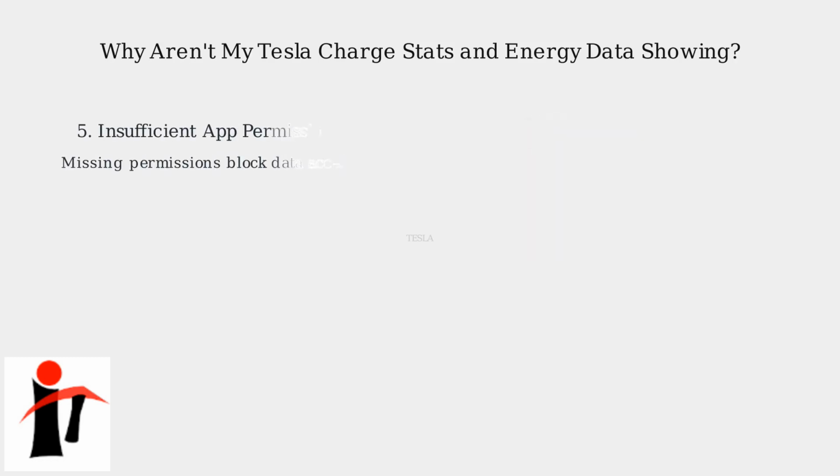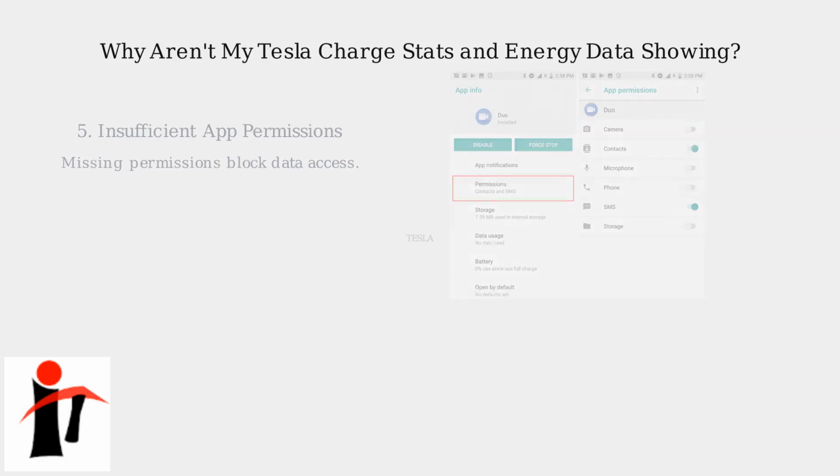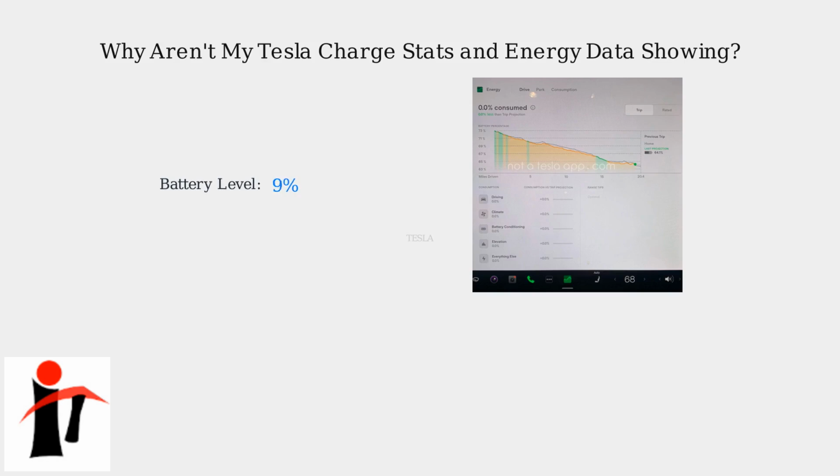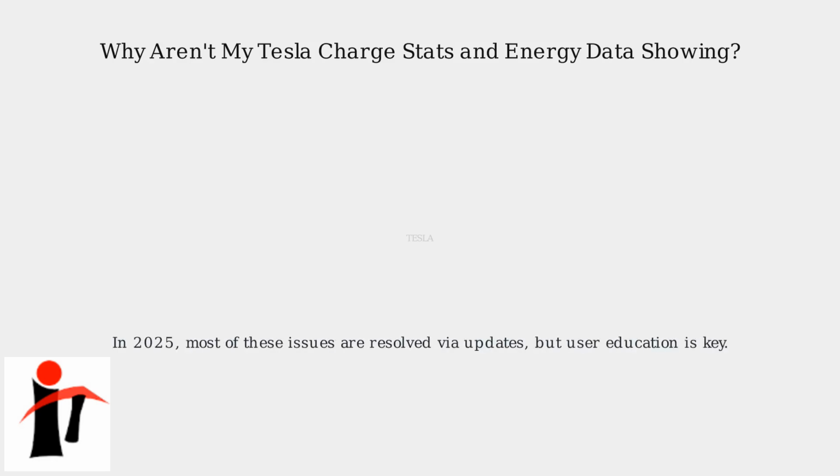Fifth, insufficient app permissions on your phone can prevent data display. For example, your battery level might not update properly, showing incorrect percentages. In 2025, it has been noted that most of these issues are resolved via updates, but user education is key.